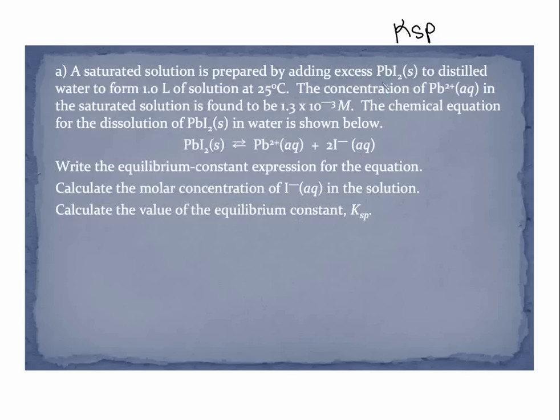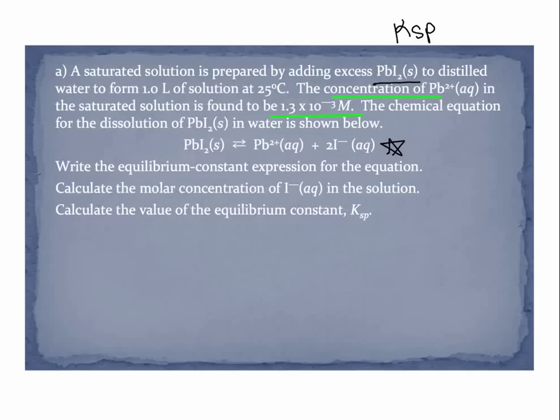So we've got a seemingly insoluble compound. Remember, we told you it's insoluble according to solubility rules, but a small amount will go in. And it does give us that. Notice that it says the concentration of Pb2+ is found to be this. Now, I like to use RICE for this.